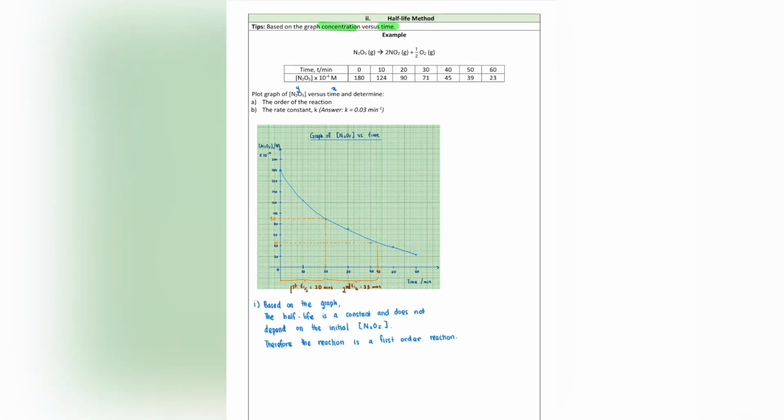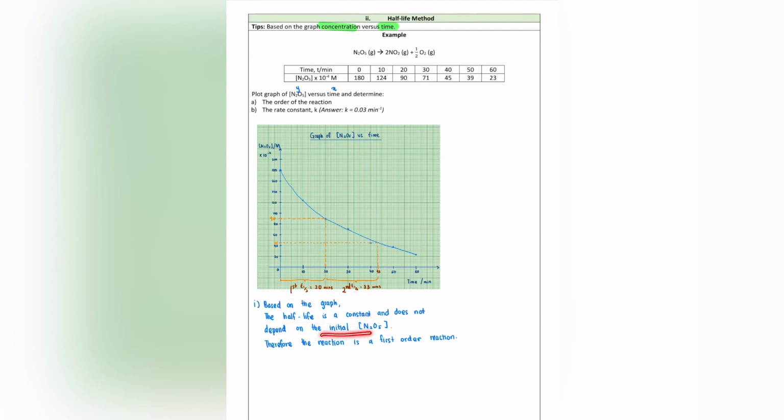So you should write something below to explain your answer. I write: based on the graph, the half-life is a constant and does not depend on the initial concentration of N2O5. Therefore the reaction is a first order reaction. So the half-life is constant. This is important, because it is 20 minutes and 23 minutes, and we assume they are the same.